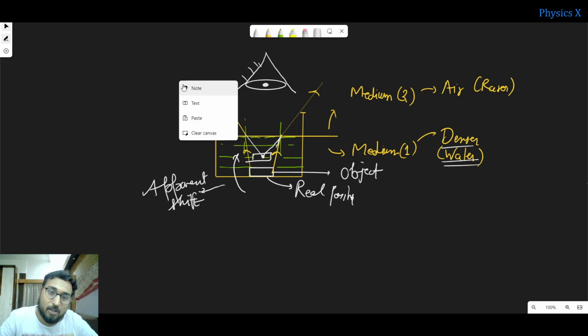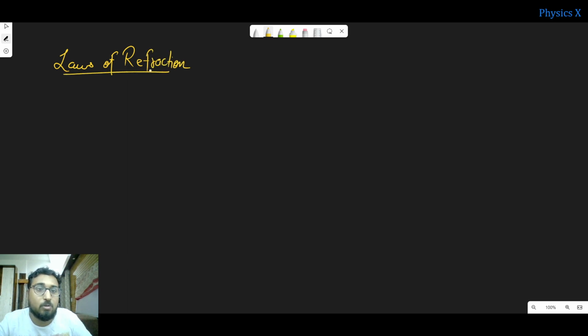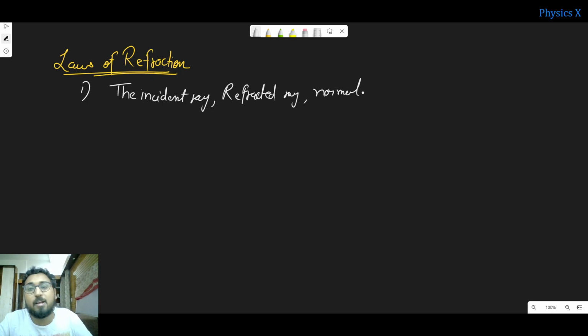I just need to show these ray diagrams, because sometimes it is asked, so you know this. Now there are certain laws of refraction also, like laws of reflection, we have laws of refraction also. So the first law is that the incident ray, the refracted ray and the normal again lie in the same plane.